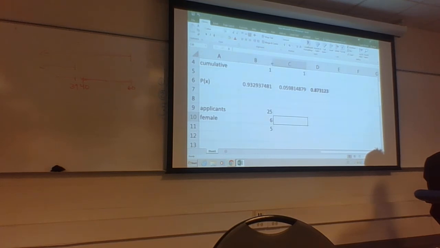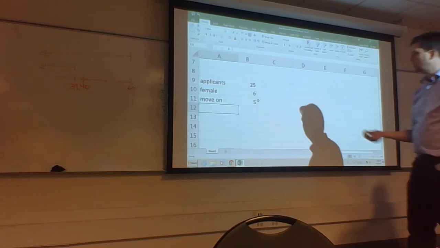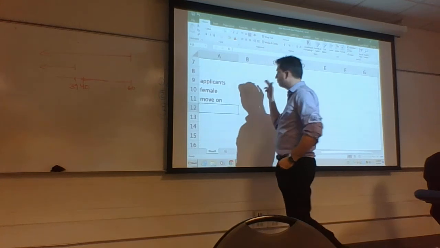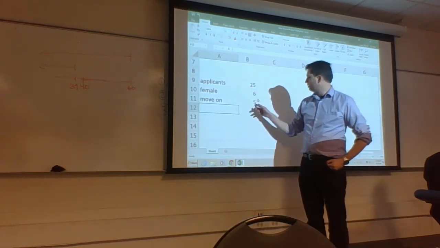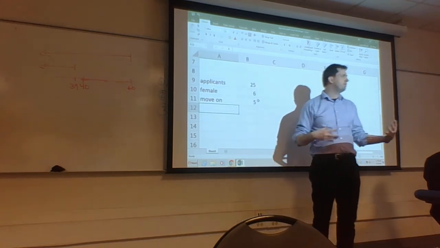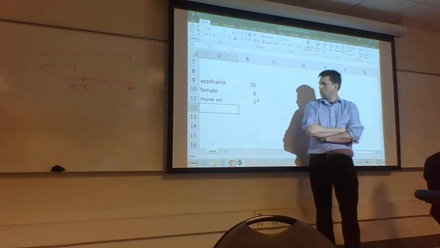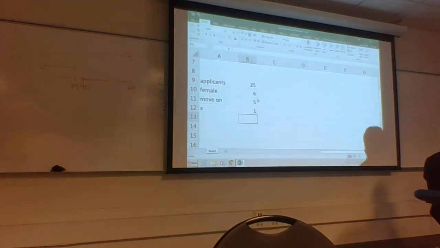Going down here. So we have 25 applicants. Imagine 5 of them move on to the next stage of the interview. We have 25 initial applicants for the job posting. We're looking at all these applications, trying to figure out who to interview. We can only interview 5 of them. What do you suppose the chances are that one of these applicants is female?